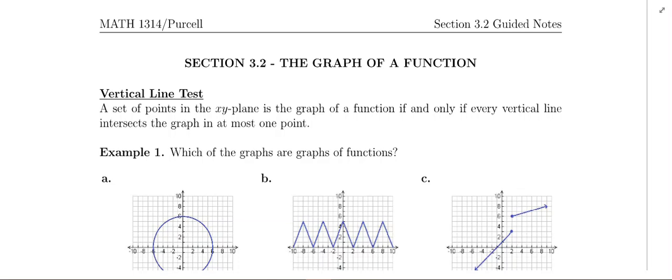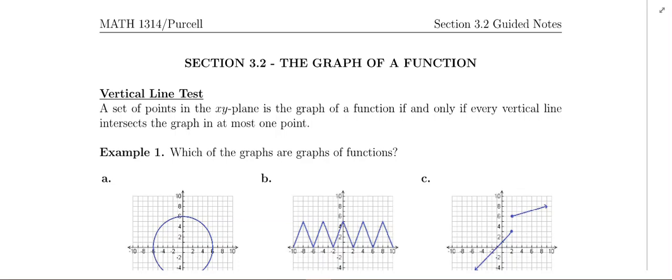Section 3.2, the graph of a function. In this section, we are going to revisit several of the topics that we have already covered algebraically. For example, in previous sections, we have looked at how to determine from an equation whether that equation represents a function. We've learned how to evaluate a function from its equation.